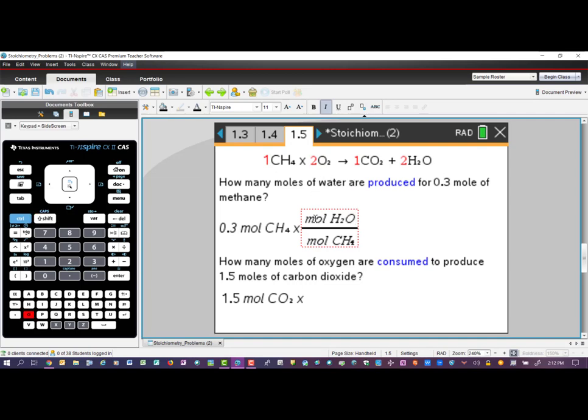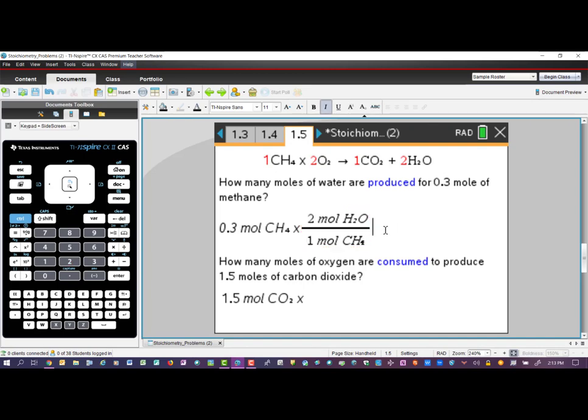Okay, now once I've got my units here that I know are going to cancel out, then I need to get my actual coefficient numbers for the ratio. So for every mole of methane, so that's 1 mole there, and the ratio of methane to water, the coefficient for water is going to be a 2, so it's a 1 to 2 or a 2 to 1 ratio.